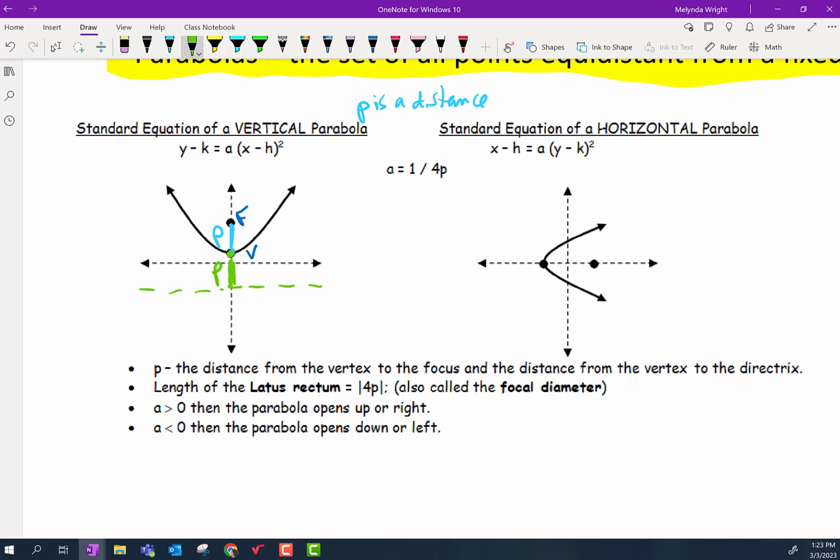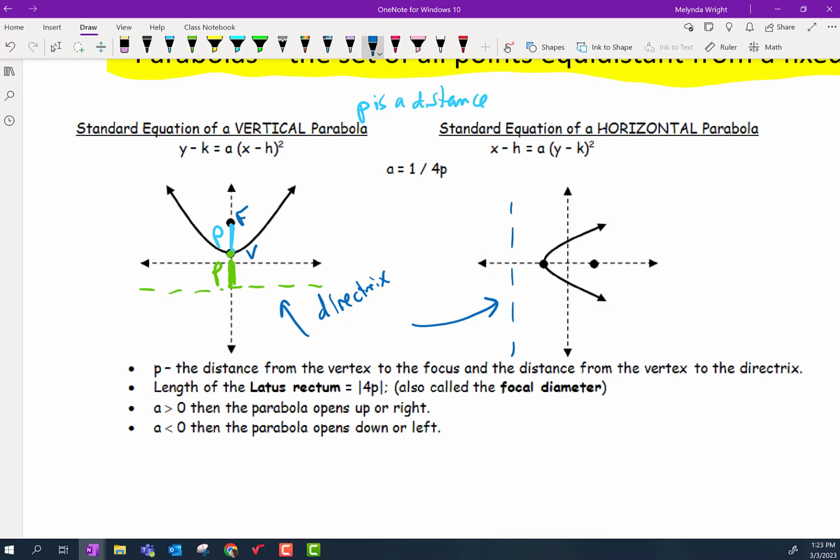Okay? So, this is a directrix. And we'll draw one over here. Those are the directrixes. They're just little dotted lines that are underneath the parabola. The parabola always goes away from the directrix.